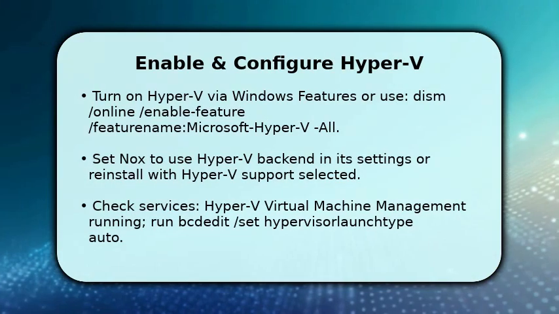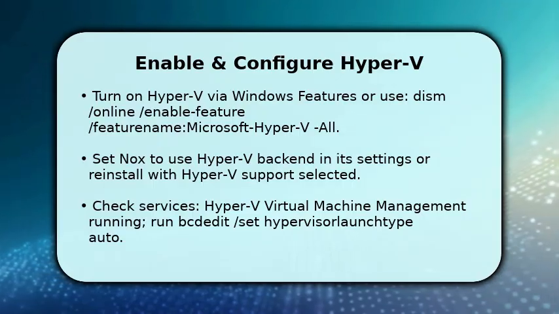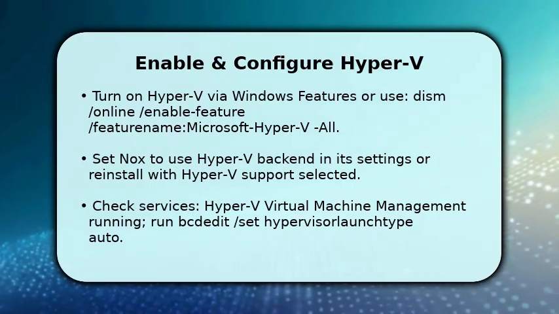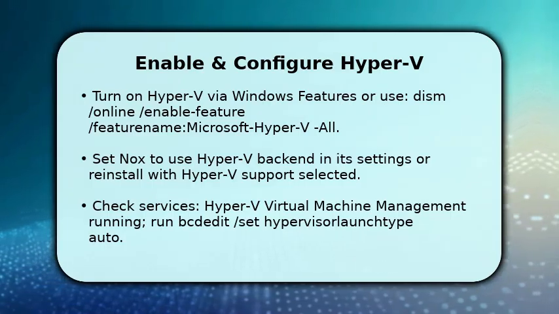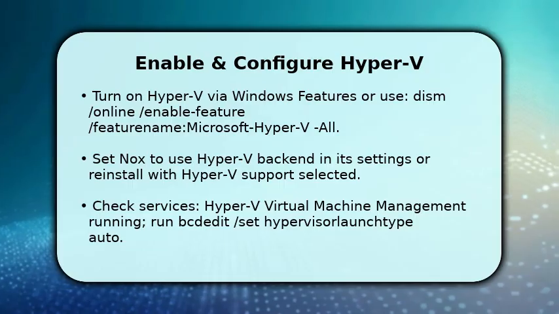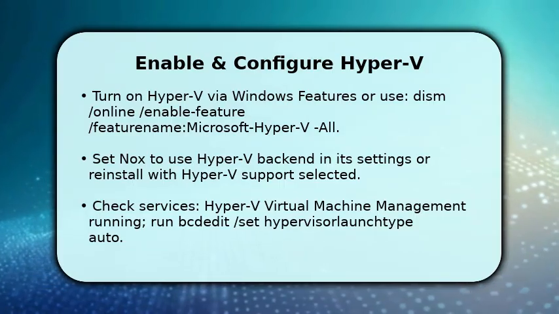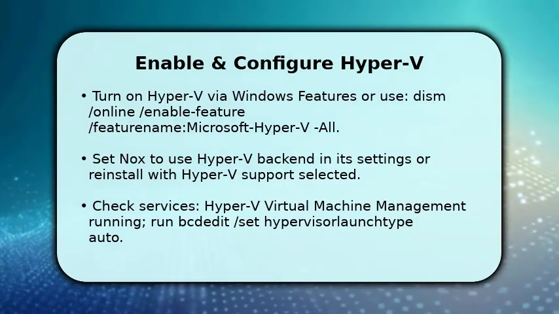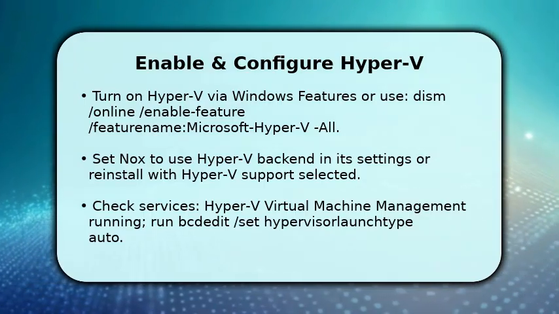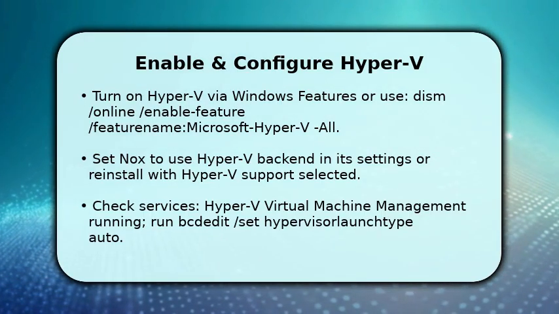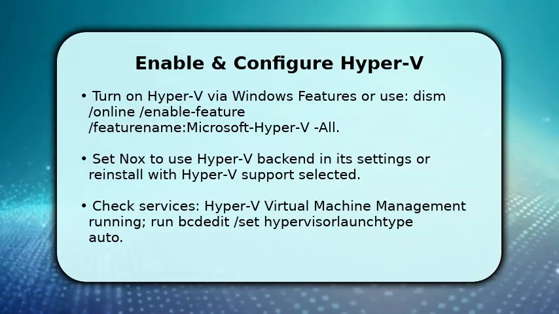Now you enable and configure Hyper-V so Nox can use it. Open Windows Features or run DISM to enable Microsoft Hyper-V. This installs the management components. Once enabled, set Hyper-V launch type to auto with bcdedit so Windows starts Hyper-V at boot, then reboot. In Nox, switch its engine to the Hyper-V backend or reinstall and choose Hyper-V support if prompted.